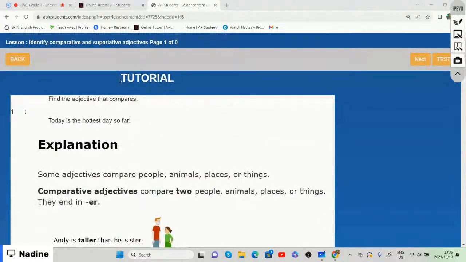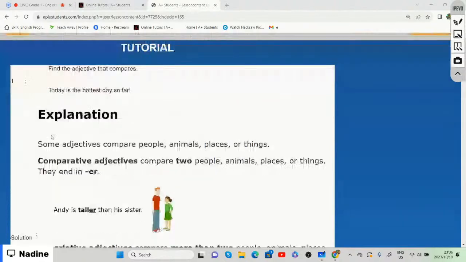Now it says we need to find the adjective that compares. If we look at the sentence, right, it says, today is the hottest day so far. Today is the hottest day so far. So if we look at that sentence, which one is the adjective that compares? Today is the hottest day so far. Which word within that sentence shows the adjective that compares?